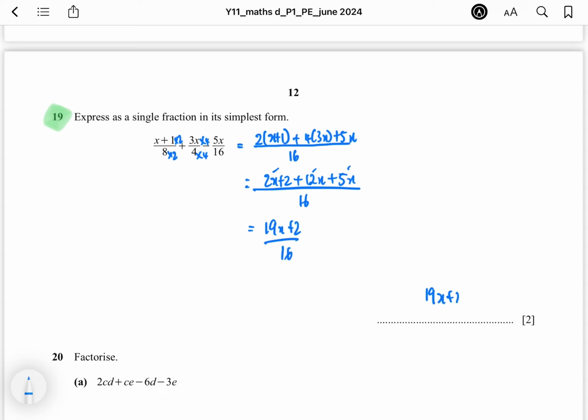Now, the most common mistake made on this one is where? This part. Not putting brackets on it. Okay, need to be careful with that.